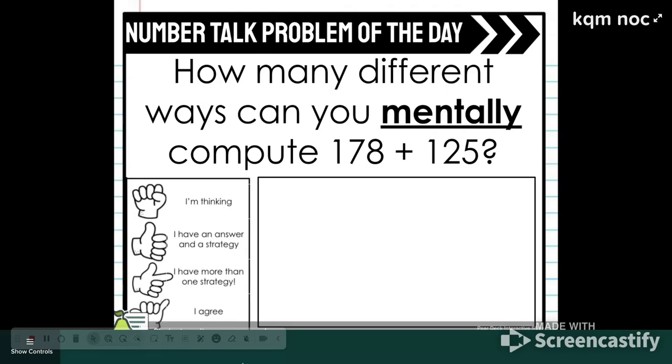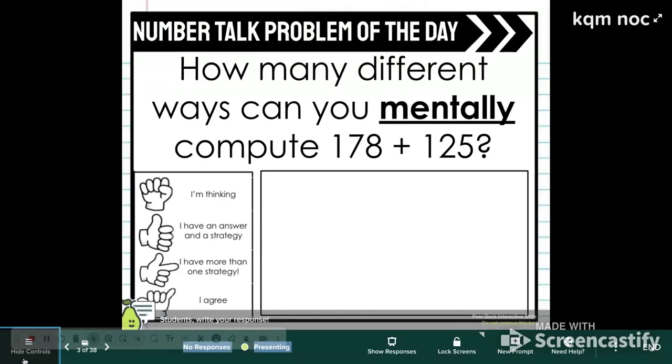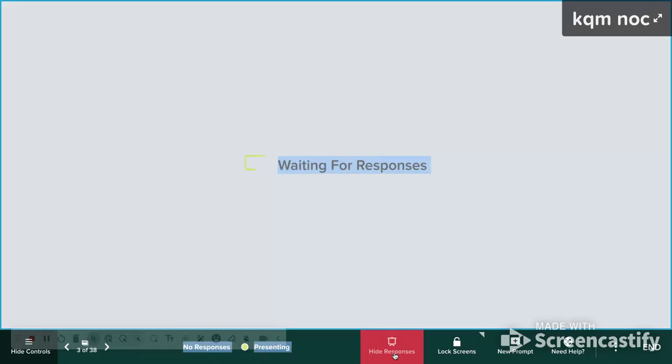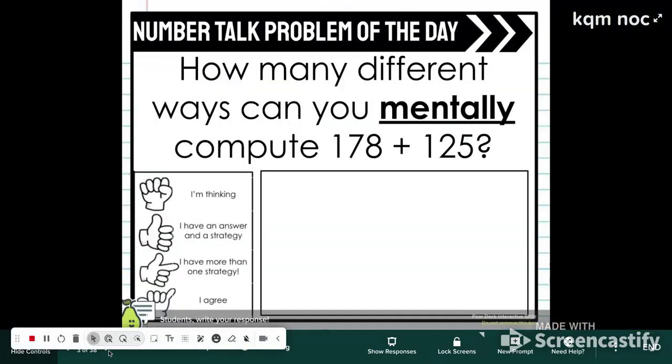So our first question is, how many different ways can you mentally compute 178 and 125? So down here is my teacher toolbox. When students respond to this question, it will pop up here and I'll be able to see all their responses. So let's go ahead and move on.